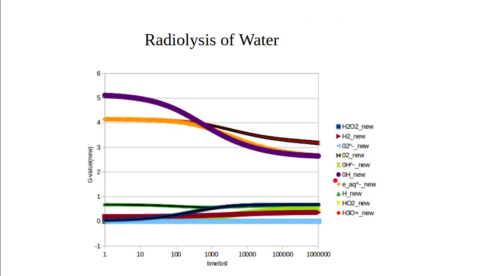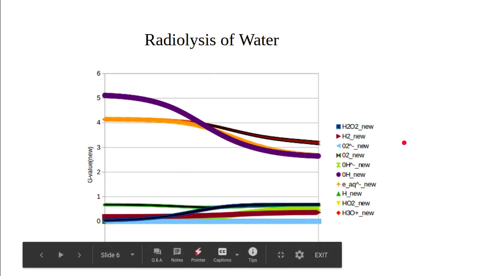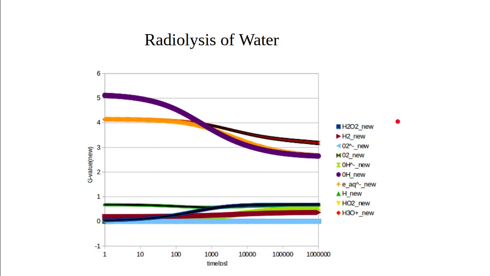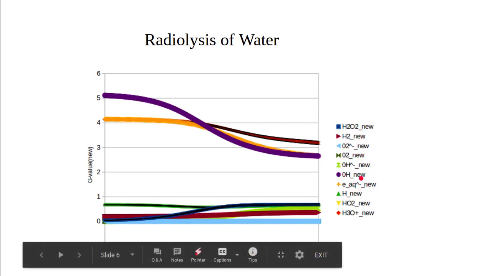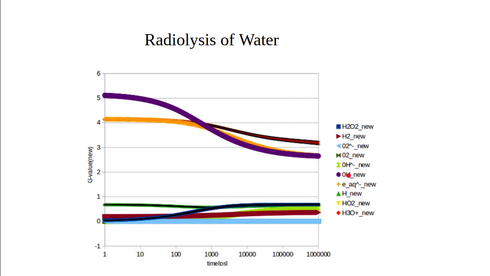This slide shows the results in terms of G value calculated for the radiolysis of water using TOPAS and Bio, starting from 1 picosecond to 1 microsecond, and this shows the different ions produced. TOPAS perfectly simulates these kinds of experiments, and you can try it for your own research.